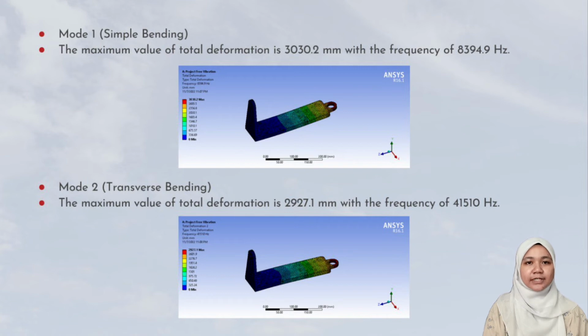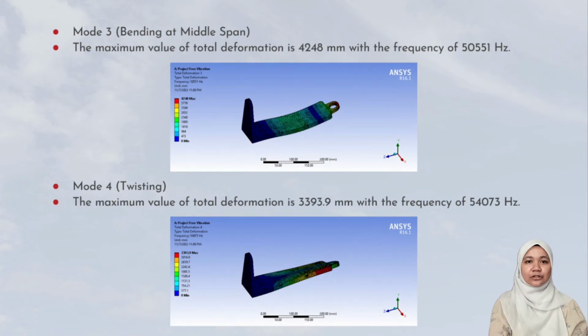Total deformation 2 represents the deformation for mode 2, which is transverse bending. The maximum value of total deformation recorded is 2927.1 mm with the frequency of 41,510 Hz. Total deformation 3 represents the deformation for mode 3, which is bending at middle span. The maximum value of total deformation recorded is 4,248 mm with the frequency of 50,551 Hz.